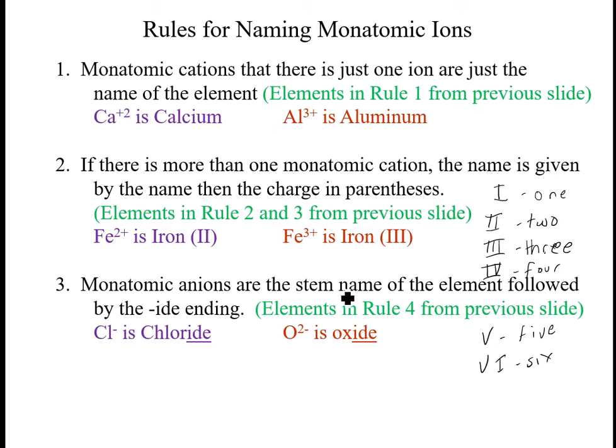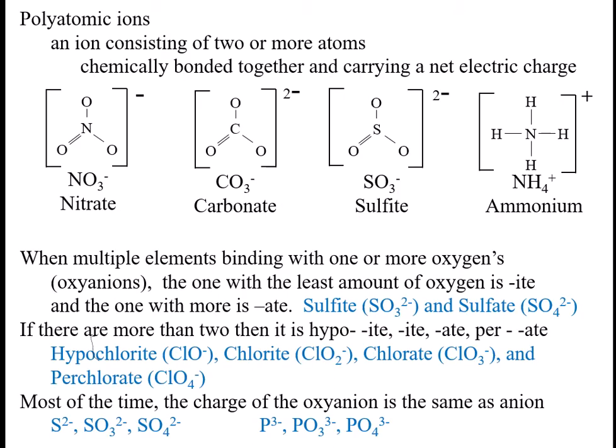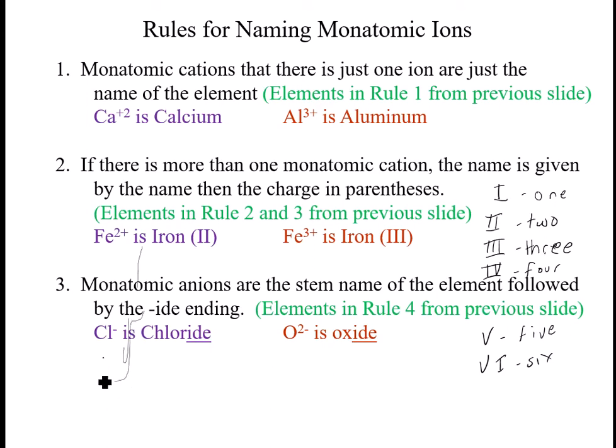Okay, and then elements from rule number 4 from the previous slide are the anions. So you basically take the ending and change it to IDE. So this is chlorine, Cl, and I replace the INE with the IDE. This is oxygen, and so I replace the YGEN with the IDE.